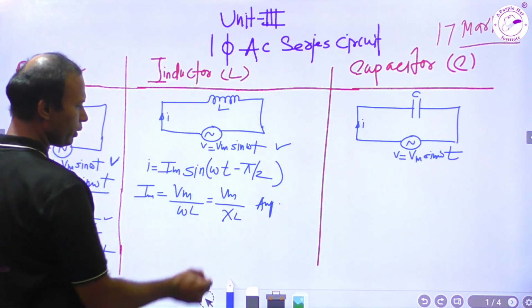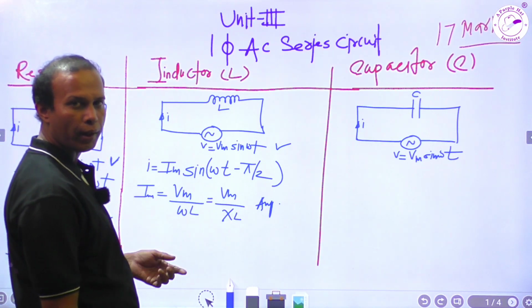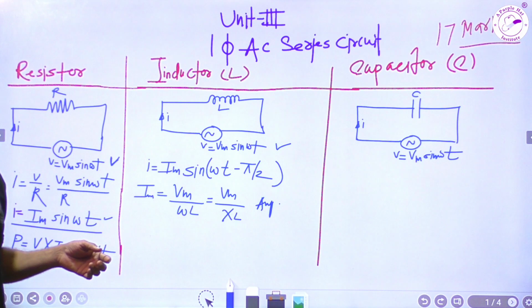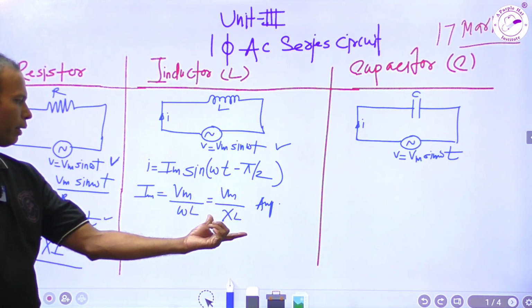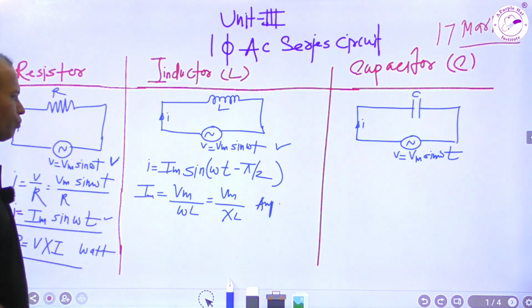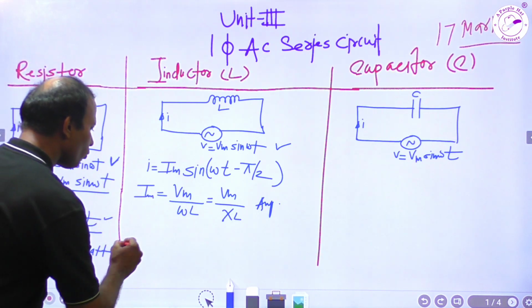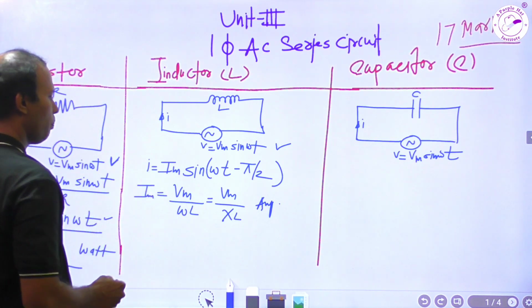Inductive reactance is the opposition offered by the inductance of a coil to the flow of alternating sinusoidal current, called inductive reactance. By Ohm's law, Vm by XL is equal to Im. Hence we will find the power.